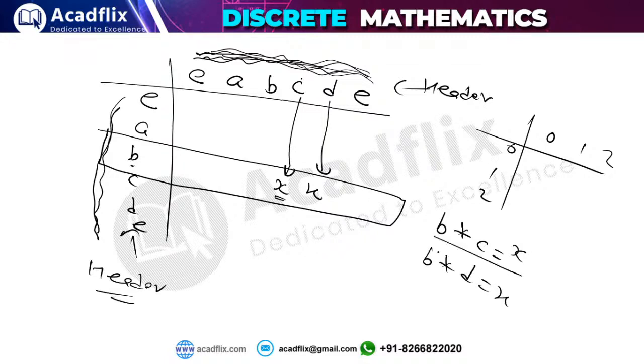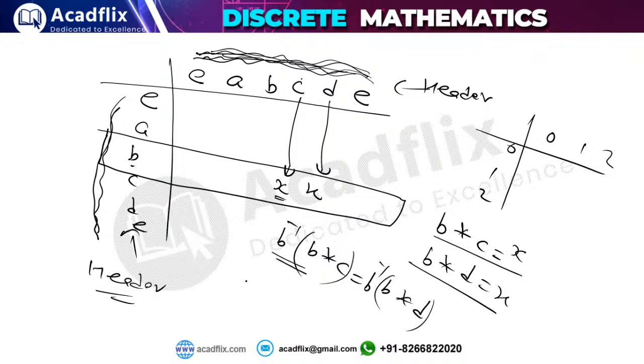From this and this, you can say B star C is equal to B star D. Now you just multiply both sides with B inverse. Then B inverse into B is nothing but the identity element. So the identity element multiplied by C is equal to the identity element multiplied by D. The identity element multiplied by C is equal to C, because when you multiply anything with the identity element, you get the same thing. So this will be C, and this will be D.